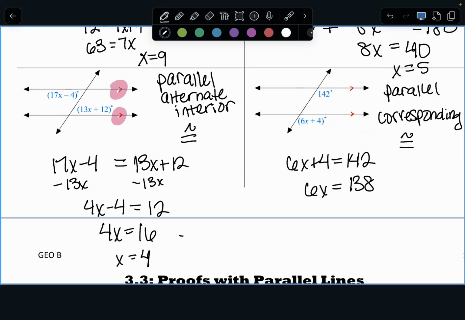We pull out a calculator. We divide 138 by 6. We get 23.